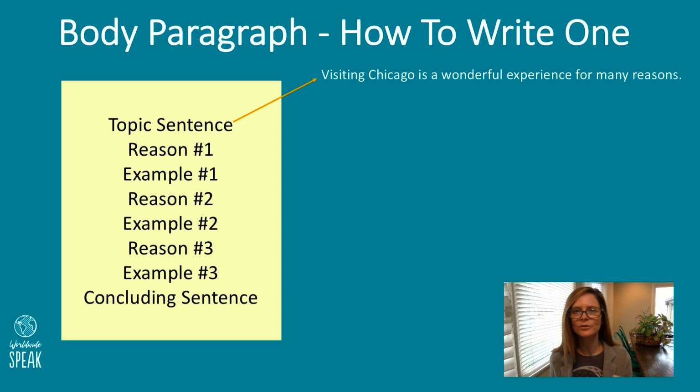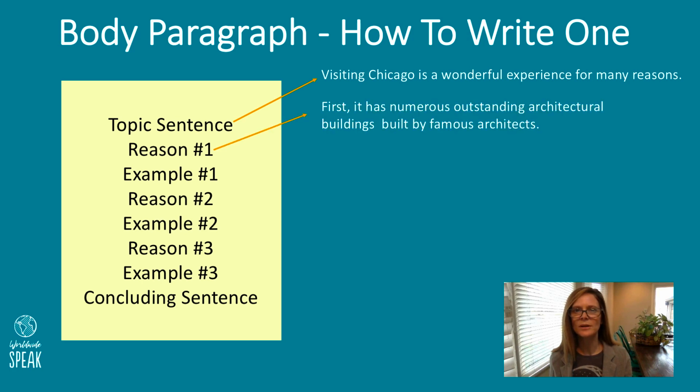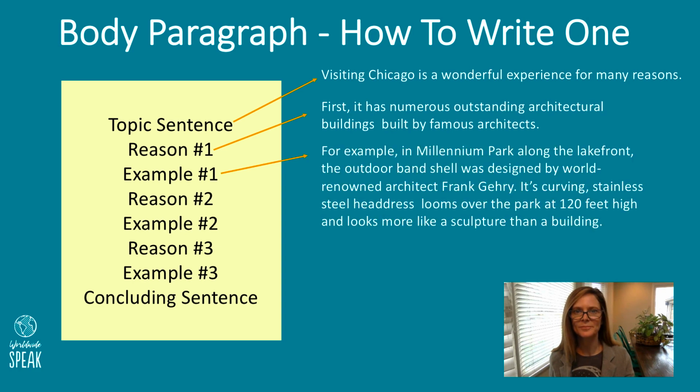So what was our first reason? Do you remember? It was about the architecture. We could write something like this. First, it has numerous outstanding architectural buildings built by famous architects. Then, how would we give a detail about this reason to paint a picture in the mind of the reader? We might choose to write something like this.